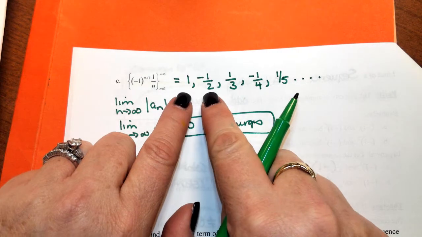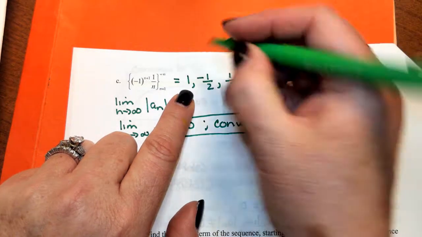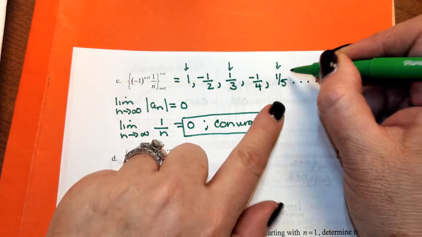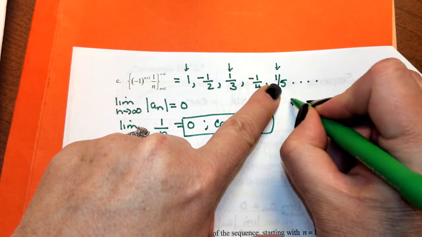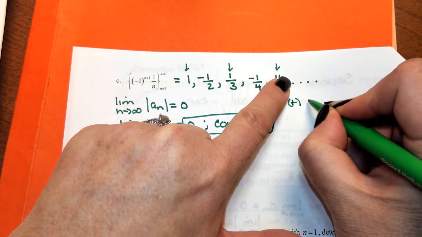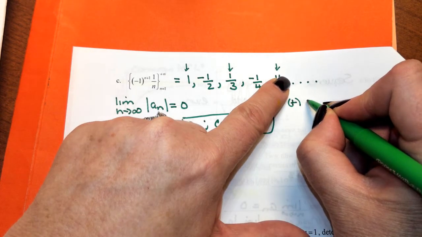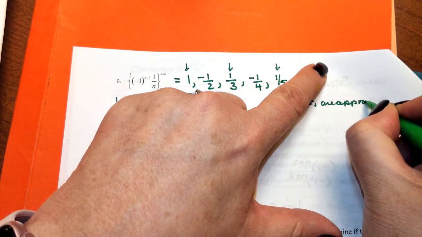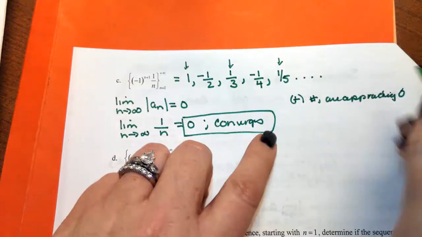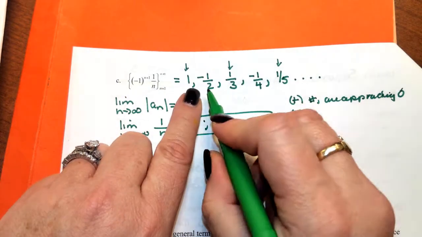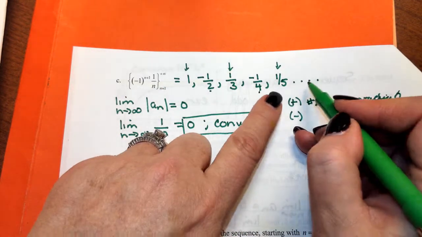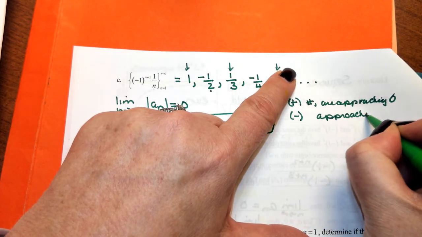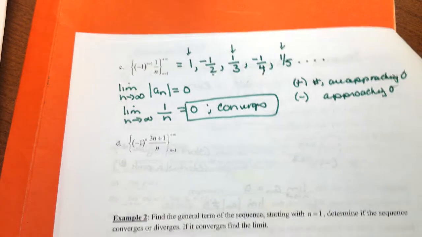If you look at the terms that I wrote out, you can see you've got a positive 1, a positive 1/3, a positive 1/5. Notice all your positive numbers are approaching 0. They're just on the positive side of the x-axis. But if you look at your negative terms in the sequence, you have negative 1/2, negative 1/4, and so on. They're also approaching 0. So that's why this limit exists.